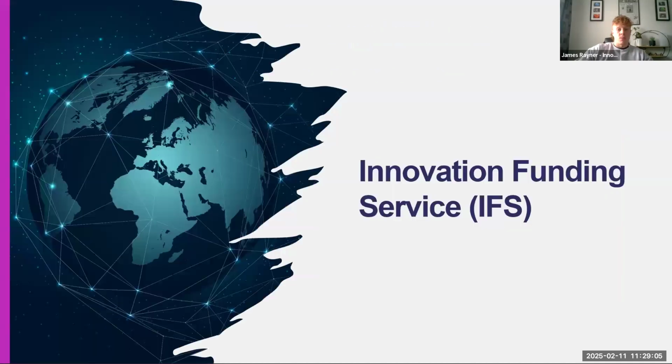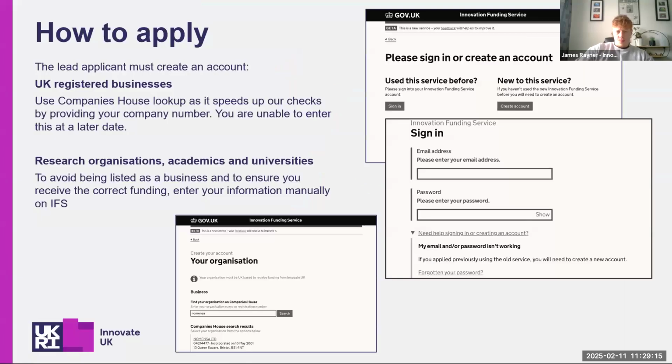So we're going to take a look now at how you start and complete an application in IFS, the Innovation Funding Service, which I'm sure a lot of you are familiar with. To start an application on the Innovation Funding Service, you will need to create an account. You must ensure that you enter into IFS the correct organisation type, whether you are starting an account as the lead applicant or whether you are a partner being invited by the lead.